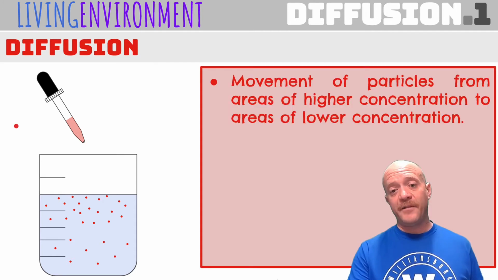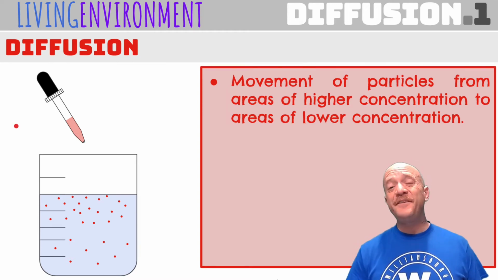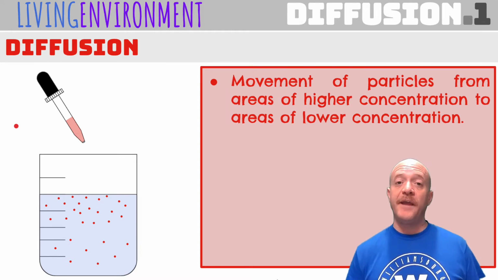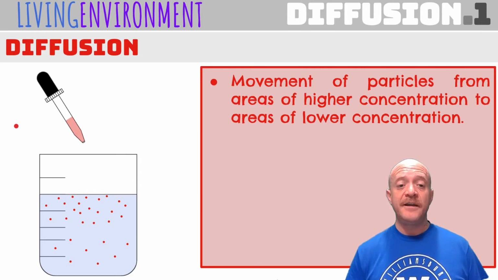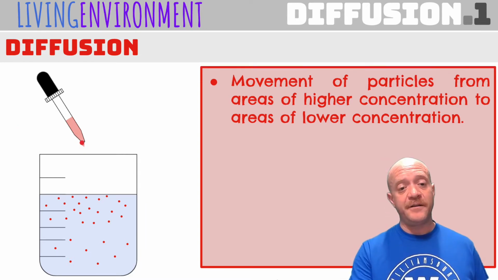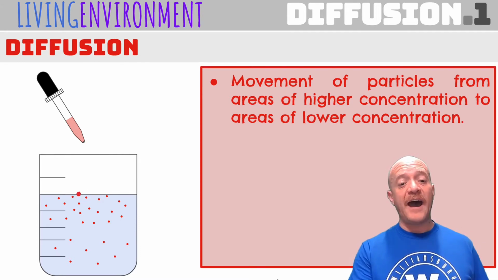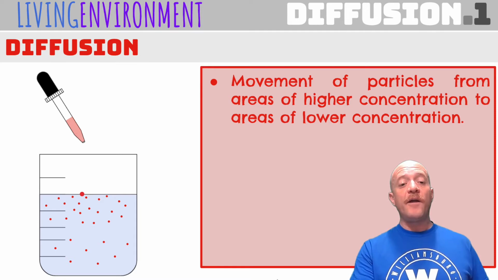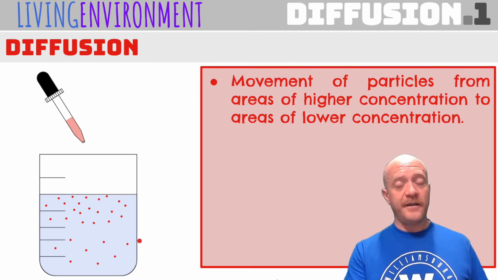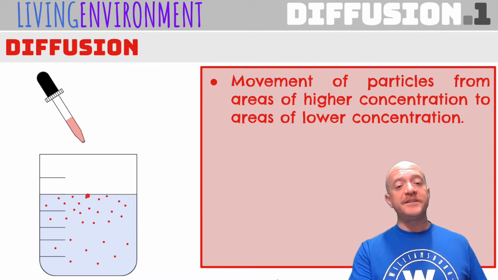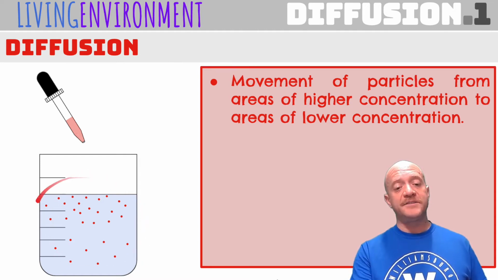So our first vocabulary word, diffusion, is the movement of particles from areas of higher concentration to areas of lower concentration. When that drop went in, the concentration of red food coloring was very high where there was a drop. Where there was just regular water, the concentration was low. So this food coloring spread from the high concentration area to the low concentration area.